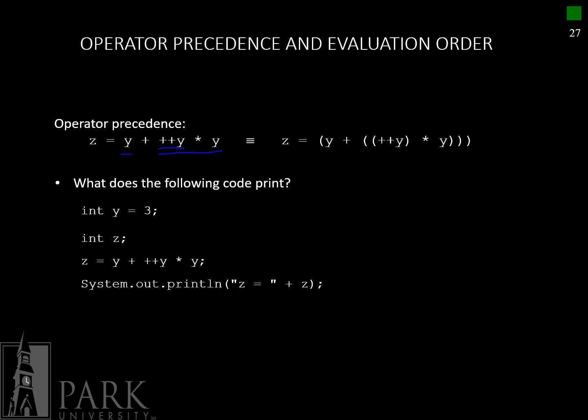So what do you think this code is going to print? Well, it's going to print z equals 20 because it's going to come through and it's going to say, okay, y is equal to 3. And then it's going to say, oh, but we're incrementing y here. So this is going to be 4. And then we're going to multiply it by y. So that's going to be 4. So it evaluated them from left to right. But then it's going to do the multiplication and then do the addition. So we're going to get 16 plus 3 is equal to 19.